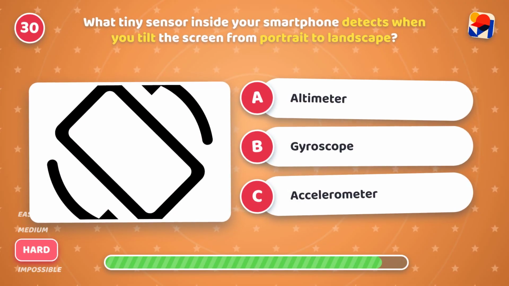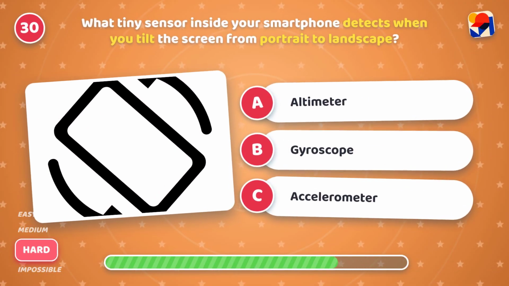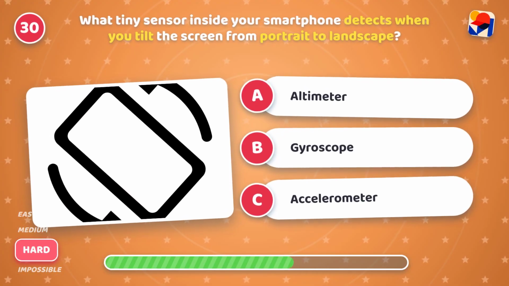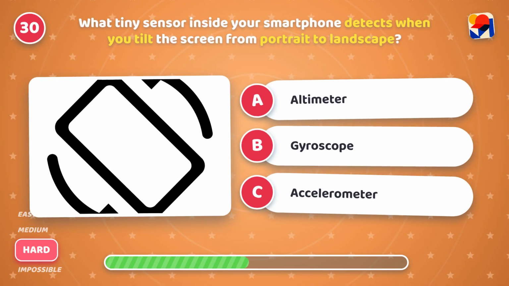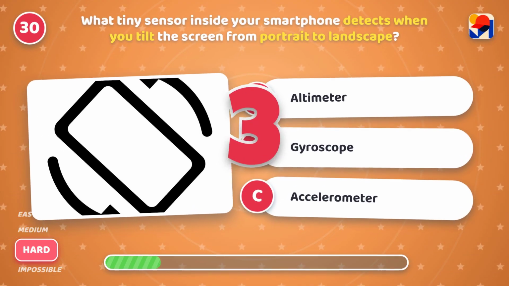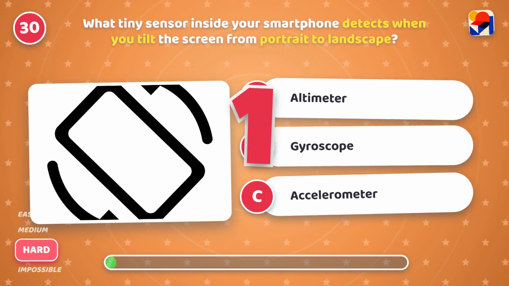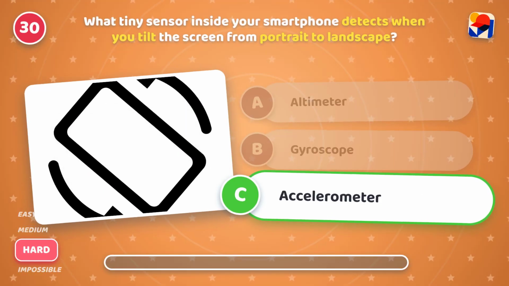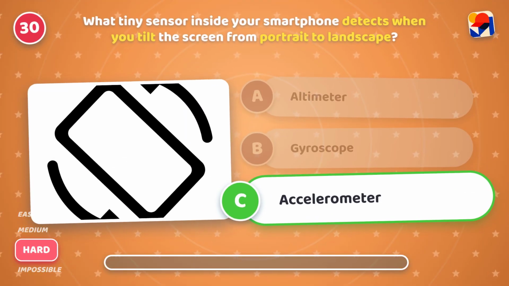What tiny sensor inside your smartphone detects when you tilt the screen from portrait to landscape? Is it A, altimeter, B, gyroscope, or C, accelerometer? It's C, accelerometer. It detects screen tilt.